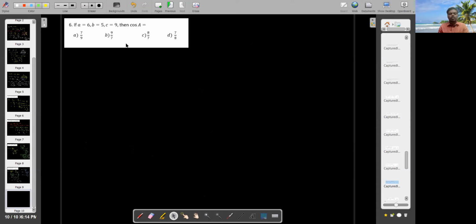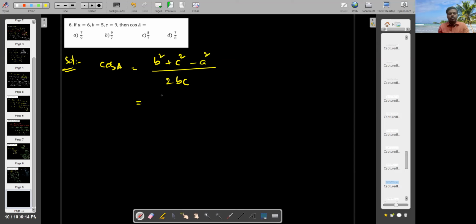Then go to the sixth one. Then cos A value. So we should use the cosine formula. So we know that cos A equal to b square plus c square minus a square by 2bc.